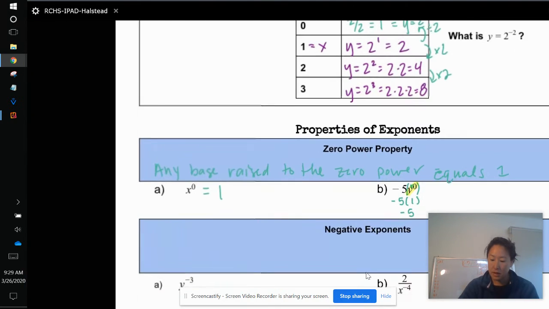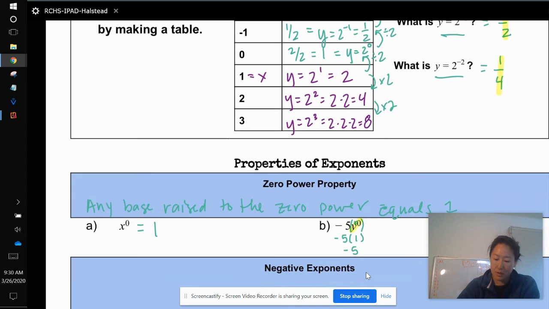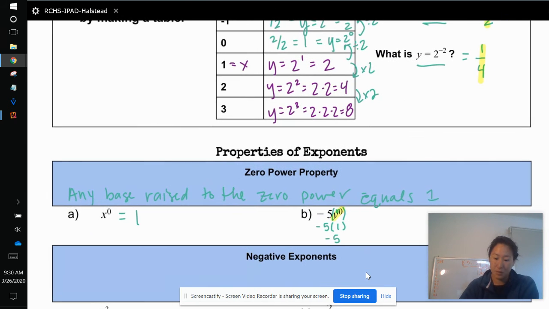Okay, so now let's look at negative exponents. Y equals 2 to the negative 1 is going to equal 1/2. Y equals 2 to the negative 2 is going to equal 1/4. So what happens when we have a negative exponent? Do the outputs become negative? No, they actually become fractions. Okay, and then also fractions will become whole numbers if you started out with large numbers.